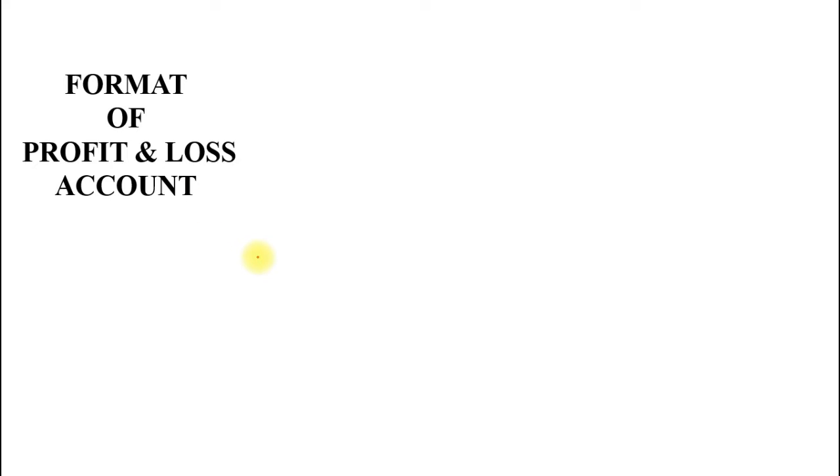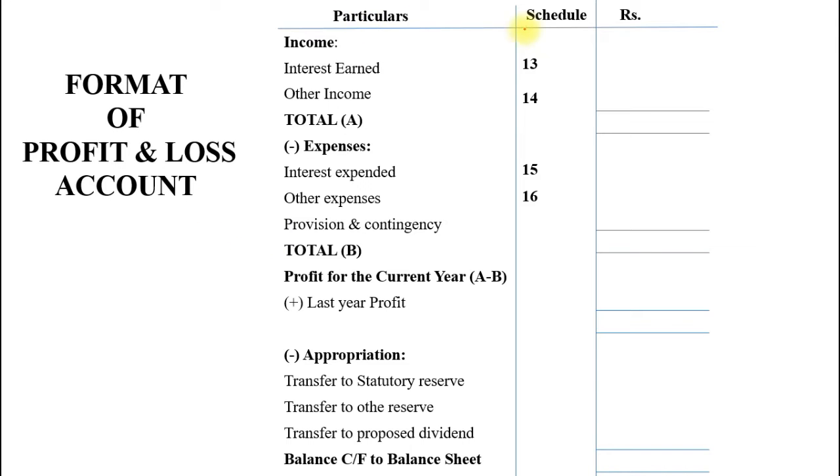The format of profit and loss account is you will have particular schedule and rupees. The very first part will be income. Under income we will have interest earned under schedule 13, other income under 14. We add up, we get the total. Second will be expenses, in which we have interest expended, that is interest paid, other expenses under schedule 15 and 16 respectively, provision and contingency. Total it up, we will get the total expense.